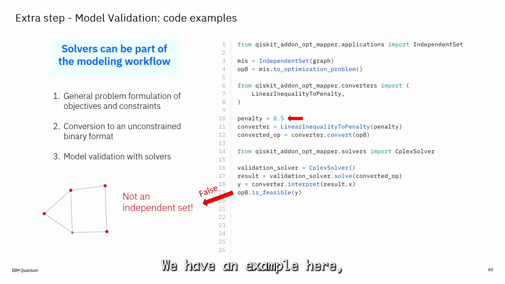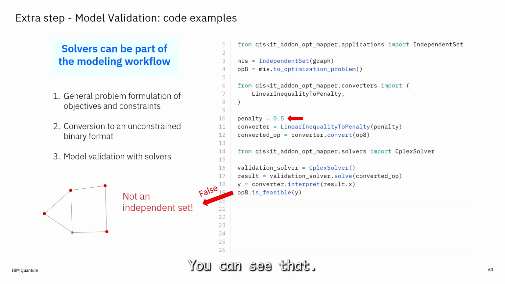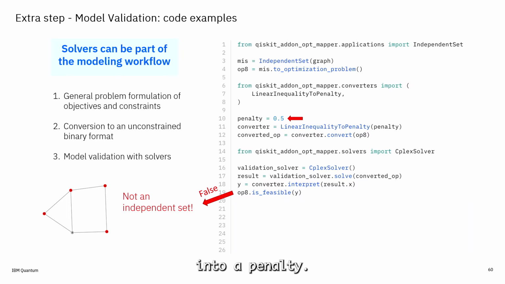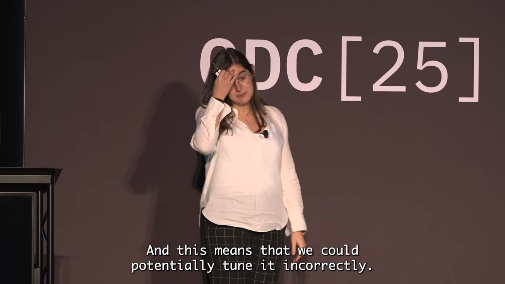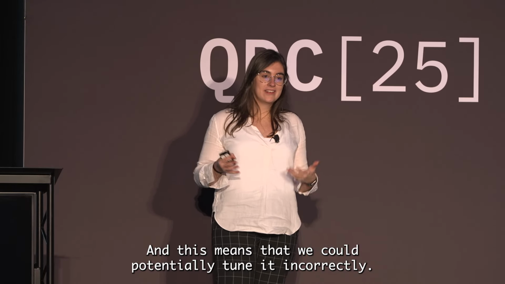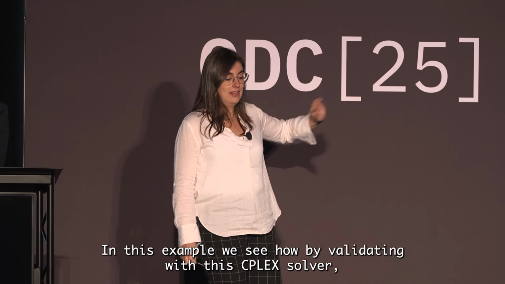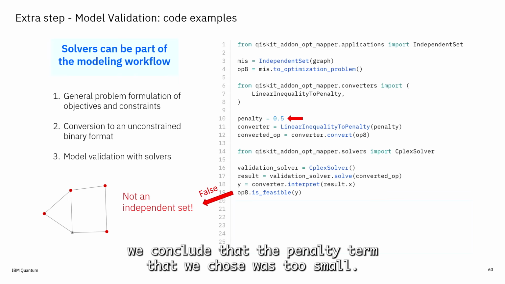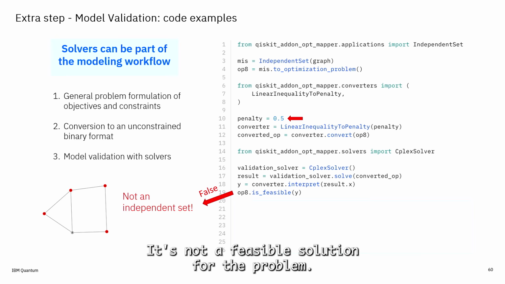We have an example here where we define a maximum independent set problem instance. You can see that on line 10, we define a penalty to convert a linear inequality constraint into a penalty. This is a parameter that we can tune, and this means that we could potentially tune it incorrectly. In this example, we see how by validating with the Cplex solver, we conclude that the penalty term that we chose was too small. The solution that we get with the classical solver is actually not feasible. It's not a feasible solution for the problem.